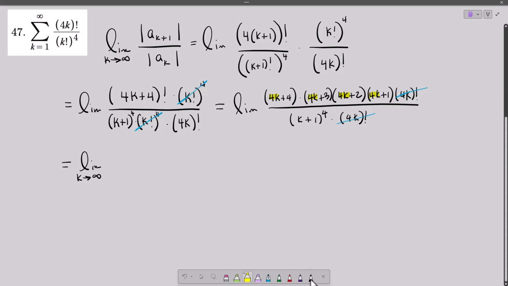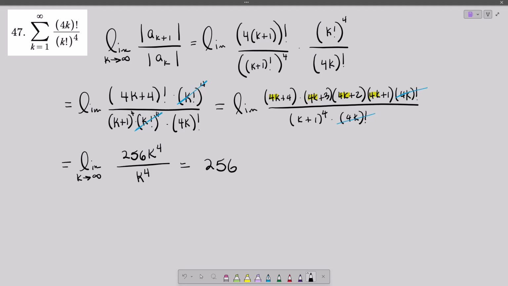4 times 4 is 16. 16 times 16 is 256. So we are going to have 256 k to the 4th. That's the dominant term in the top. In the bottom, same thing. If you multiplied that all out, the dominant term would just be that k to the 4th. Those k to the 4th cancel. We get 256. And what does that tell us? Divergence. So this is greater than 1.